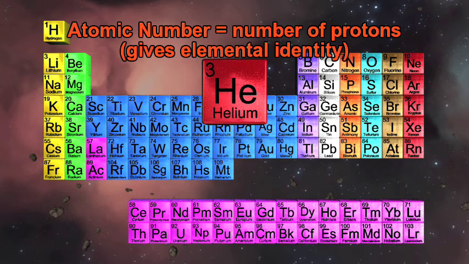In other words, for helium to be helium, it must possess only 2 protons. If helium gained a proton, the atomic number would become 3, which means its elemental identity would also change from helium to lithium.